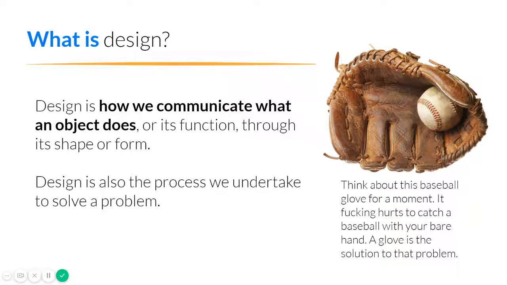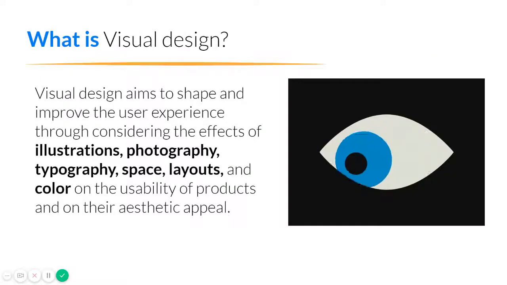Moving on, what is design actually? Design is how we communicate what an object does or its function through its shape and form. Design is also the process we undertake to solve a problem. Think about this baseball glove for a moment. If you try to catch that ball in an empty hand without any gloves, it will hurt. A glove is a solution to that problem. So a glove is designed to help us catch this ball easily. So that is what design is.